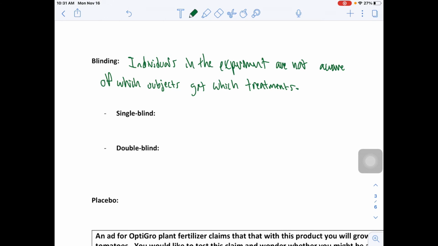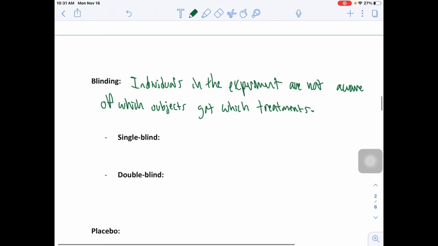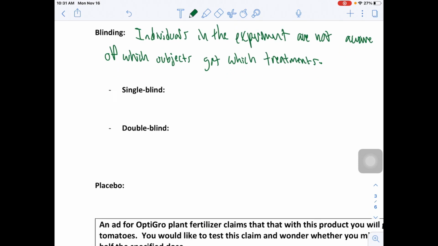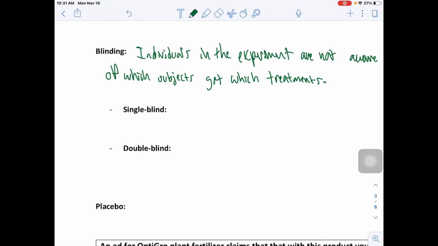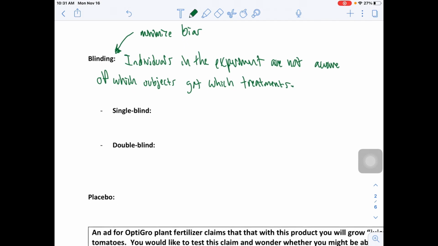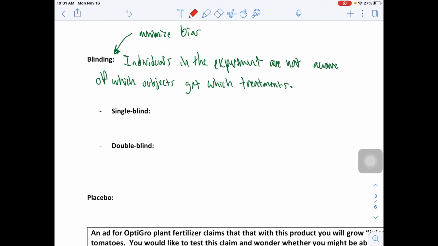So if I took a group of 50 people and we randomly assign them to either you're sleeping at 8 p.m. or you're sleeping at 10 p.m., maybe we don't know who is in what group. That would be a blinding. And blinding helps us minimize bias. The reason we want to do blinding is it can minimize bias. And there's two types of blinding here. There's single blind and double blind.